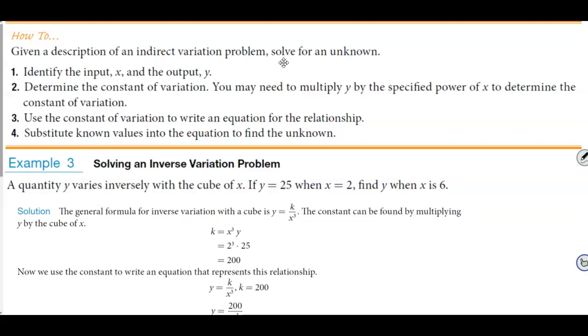Number 3, you're going to use the constant of variation to write an equation for the relationship. And then step 4, you're going to substitute the known values into the equation to find the unknown.